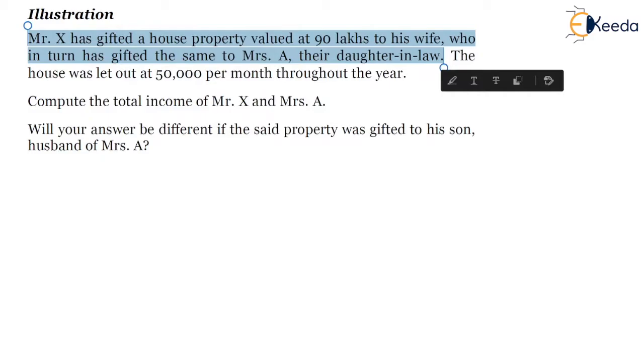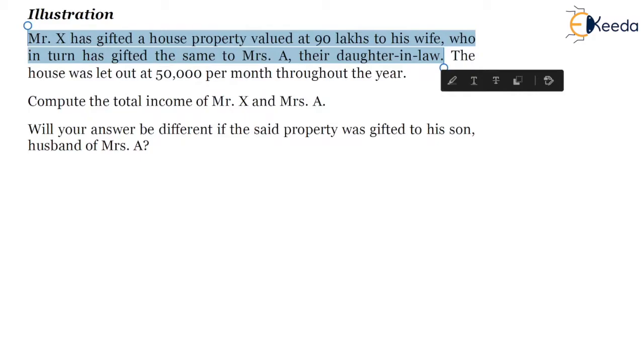Also, friends, Mr. X transferring to his daughter-in-law, Mrs. A, this also cannot be denied. This can be termed as an indirect transfer by Mr. X to Mrs. A through his wife. Correct? So even this transaction will fall under clause 6 of sub-section 1 of section 64. So whether his wife is transferring to Mrs. A, her daughter-in-law, or Mr. X is transferring to his daughter-in-law, it doesn't matter. The taxability will remain the same. That is, the clubbing provisions will continue to apply. So friends, in these two lines you can see there are a number of interpretations already in place. Correct?